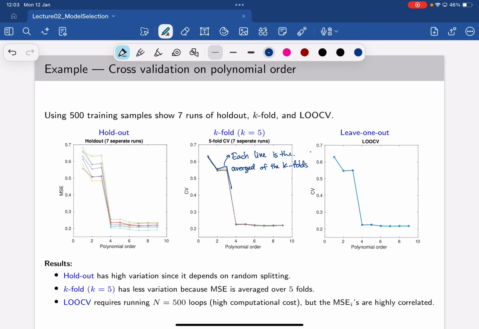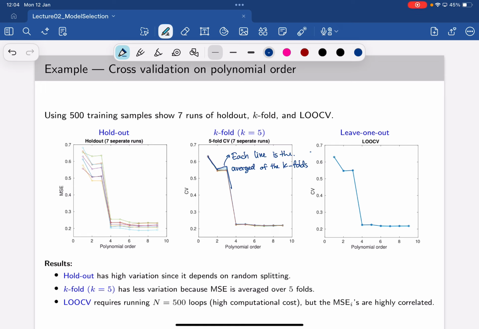And here I do it 7 times running. So that means if I have 5 folds, each line came from 5 folds, averaged. And then I repeat the experiment 7 times. That's what this graph means. So that's why I get a consistent result.